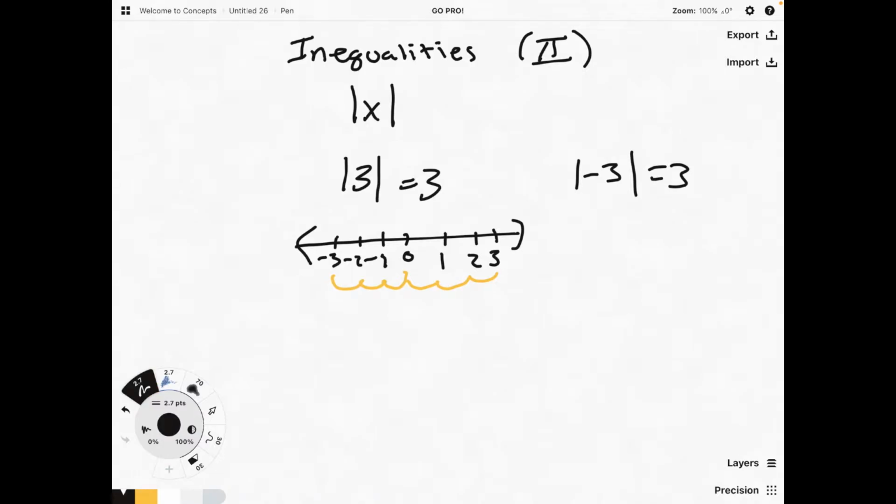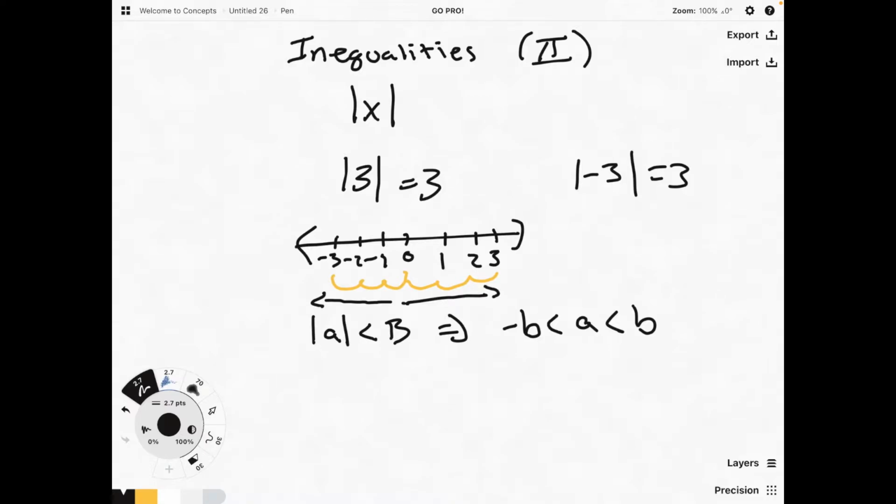When looking at absolute values with inequalities, we can obtain two distinct properties. If we have the absolute value of A, which is less than B, this is going to be equal to negative B, which is less than A, which is less than B. We can see this when looking at the number line. We have 3 units in the negative direction, and we also have 3 units in the positive direction. And that is why the absolute value of A needs to take into account both the negative and positive direction. Again, we're looking at magnitude, not the sign.